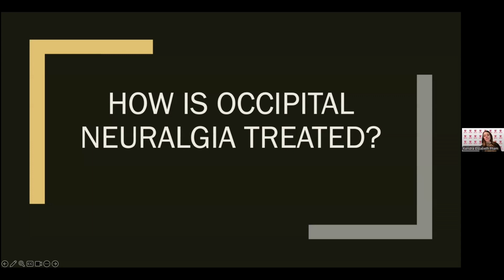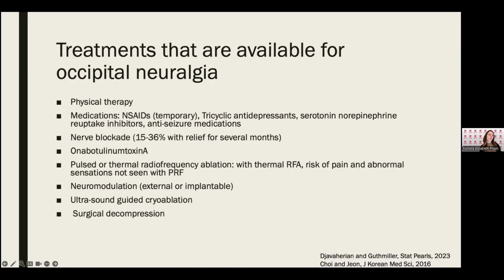So we have determined this is occipital neuralgia. How do we treat it? There are many treatments available for occipital neuralgia. Some are in the scope of a neurologist's practice. Some are more in the scope of a pain management practice. But kind of first line, what we think of is physical therapy.